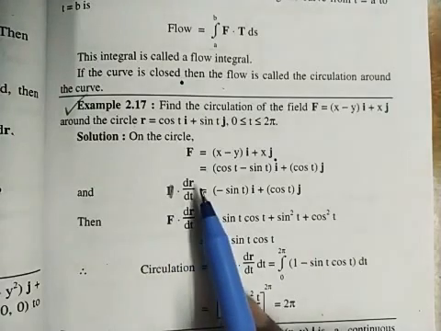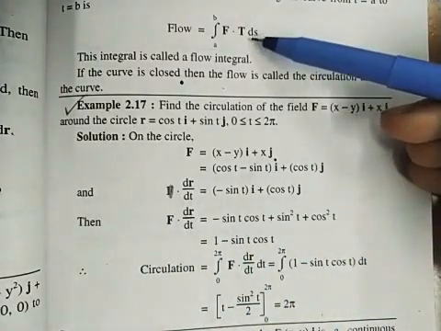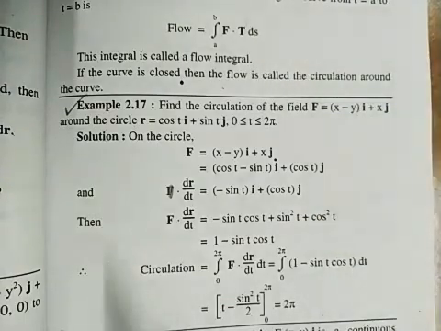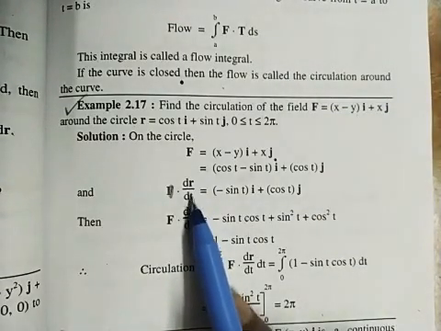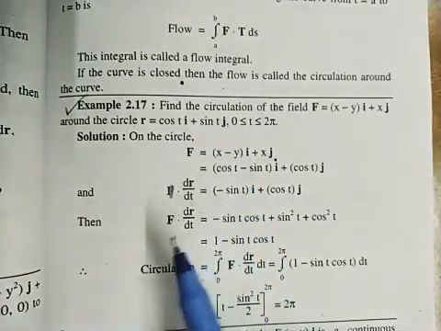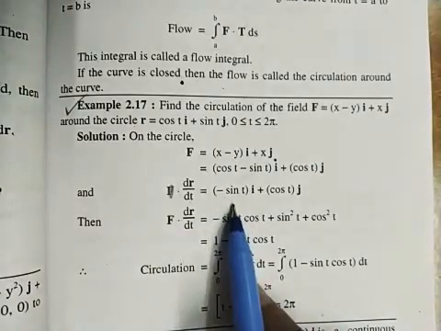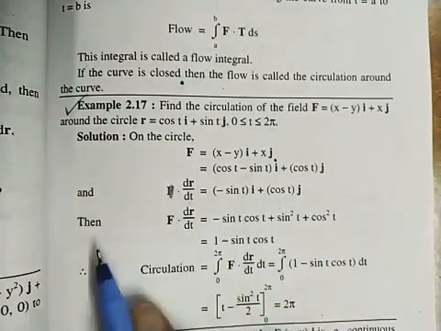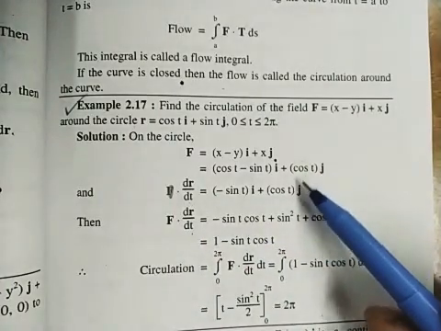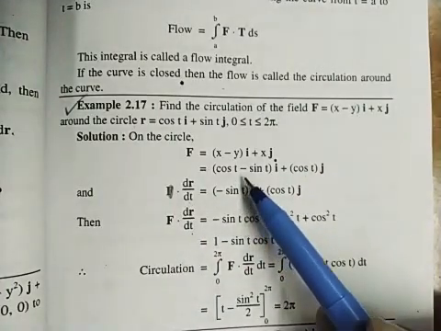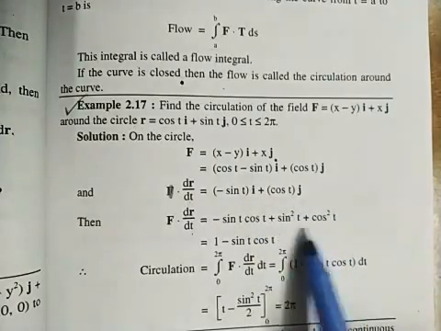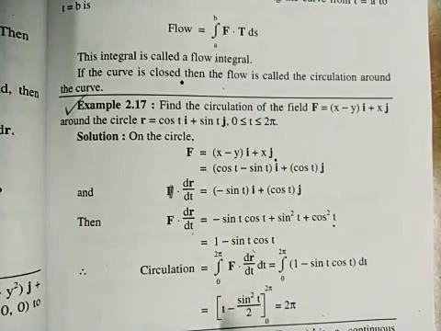Again, we use this formula because we want to find the flow. What is dr/dt? r is given, so we take its derivative with respect to t. So dr/dt will be −sin t i + cos t j. And then what will be F dot dr/dt? The dot product of these two will be −sin t cos t + sin²t + cos²t. Since sin²t + cos²t is 1, we get 1 − sin t cos t.